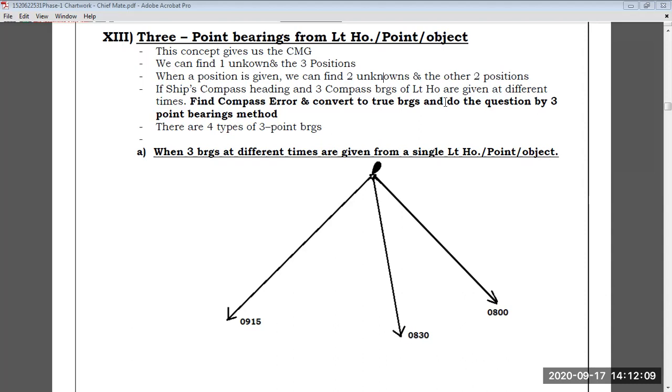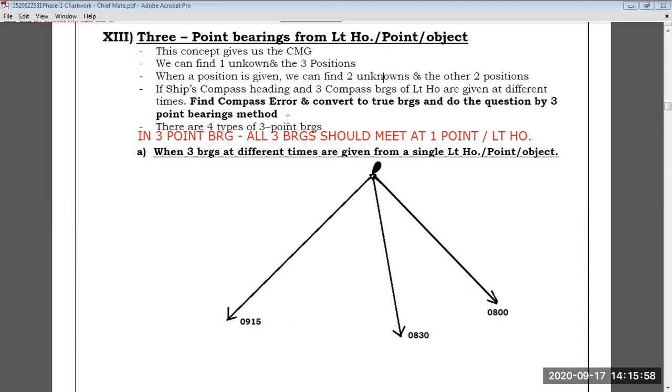And that horizontal sextant angle will obviously be from different lighthouses. Here we have the bearings from the same lighthouse. So the main thing is, in 3-point bearing, all the three bearings should meet at one point or lighthouse. If they are not meeting, then we have to make them meet. That we will see how. If you have the true bearings, then only we can use the 3-point bearing method directly on the chart.